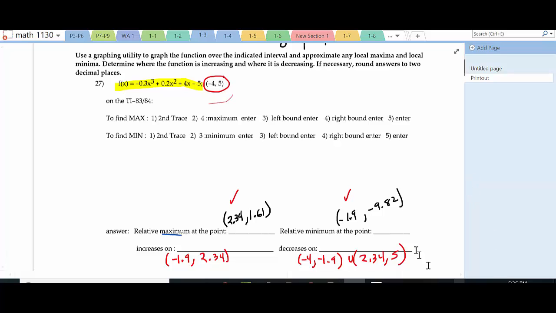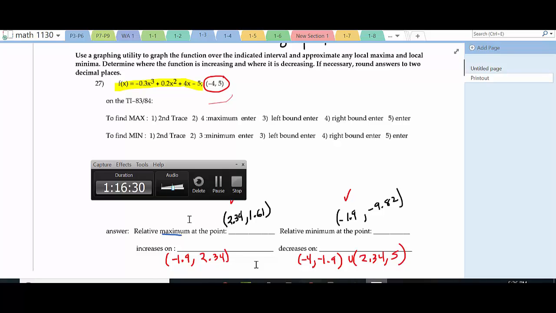What did you call that? Negative 4 and 5? Those are endpoints of the interval. The reason we don't have infinity on that is because we have a definite start and a definite end, because I gave you that as a part of the problem. So that's why you have to use that in there.